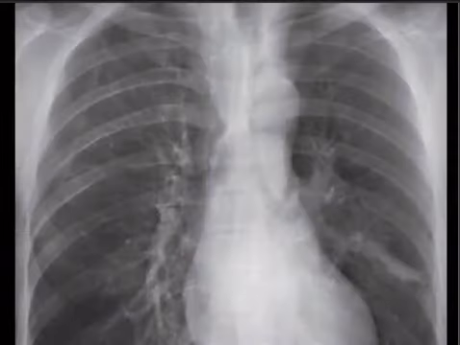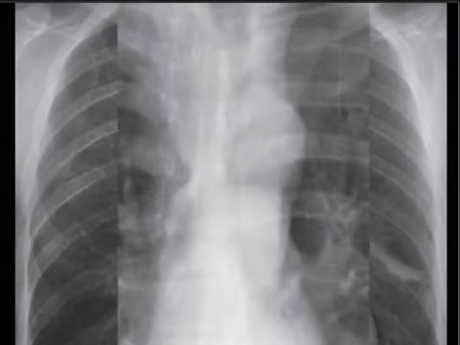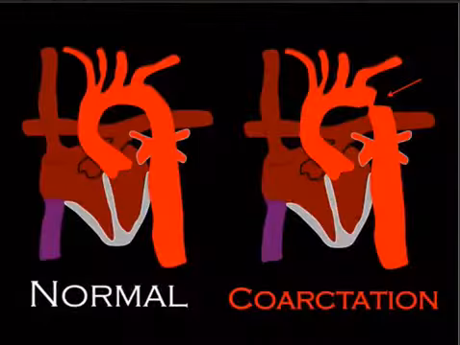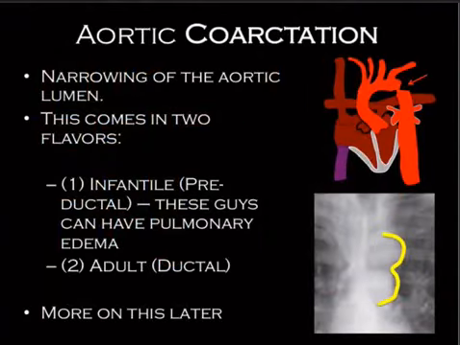Next case, sort of zoomed up on the mediastinum, and what I'm trying to show is this contour deformity that sort of looks like the number 3. So this is a coarctation of the aorta, which is basically just a narrowing of the aortic lumen. Comes in 2 flavors that are testable. The infantile type, which is preductal, and they present differently, pulmonary edema, and it's more serious. And the adult subtype, that's postductal, and this is the one you think about with the blood pressure differences.